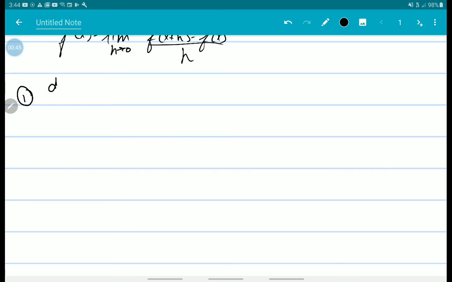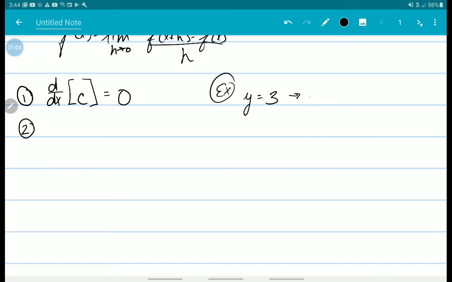The first one, if we want to take the derivative of a constant value, that derivative is going to be equal to 0. And it doesn't matter what the constant is. If I ask you what's the derivative of y equals 3, you would tell me that the derivative y prime would be equal to 0. So that would be the slope of the tangent line for that.